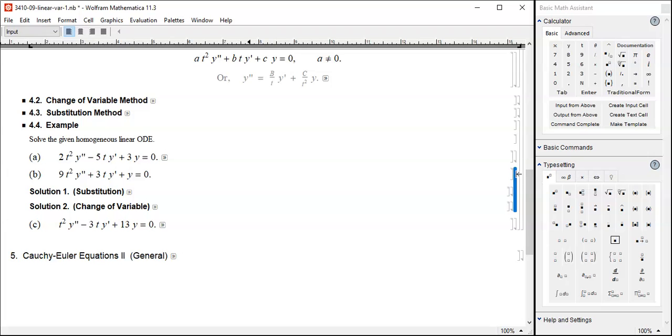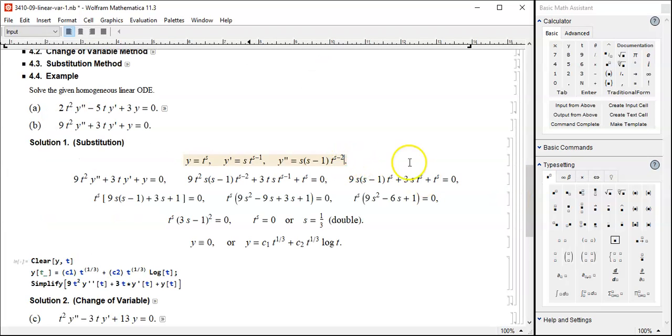Plug in t to the s power in there. All right, here we go. Plug in t to the s power, first derivative, second derivative, and then plug those into the original equation. That's what we get in the second line. Did I put everything correctly? Of course I did.